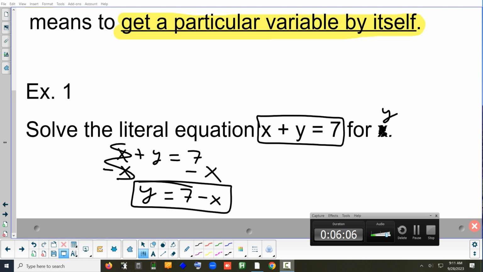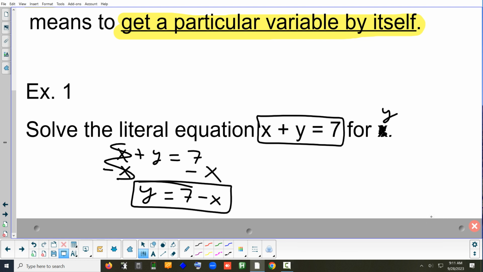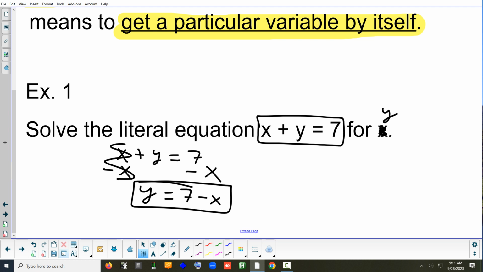Does it matter if you write x equals 7 minus x or x minus 7? So in this case, 7 minus x and x minus 7 are different. It's kind of like saying 5 minus 2 and then 2 minus 5. They're not the same.